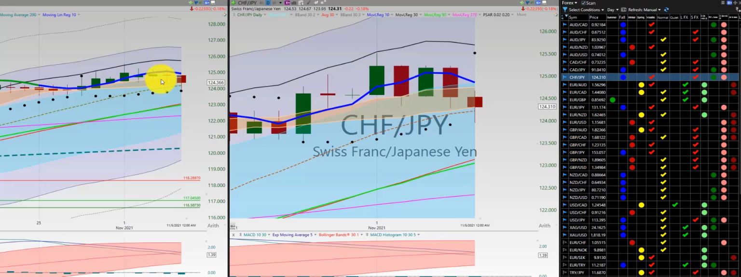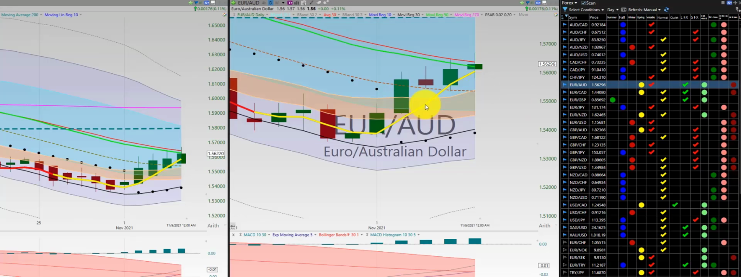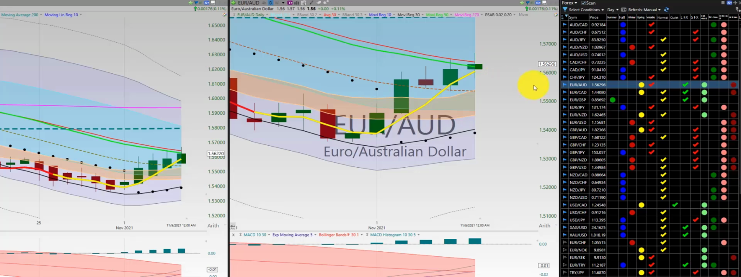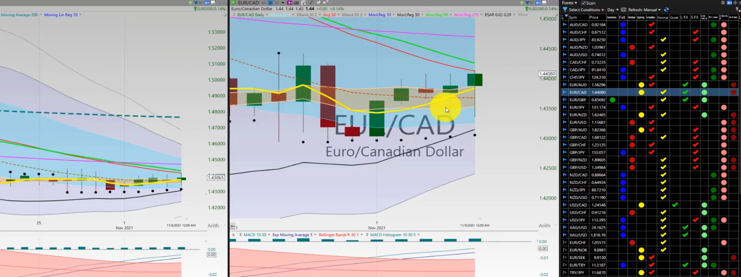No trade here because Heikin below the RL10. Initial trade here, out for a gain here for Swiss franc, Japanese yen. Euro, Aussie dollar, nice 1-2-3 punch out, and then another 1-2 to end the week for Euro, Aussie dollar. Euro, Canadian dollar, initial trade here, out for a loss. Initial trade here, out for a gain.